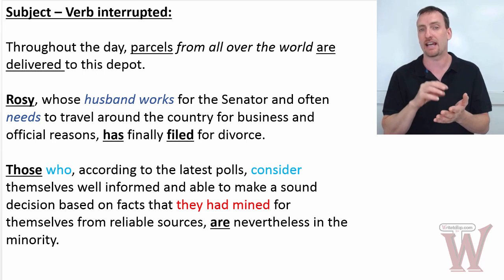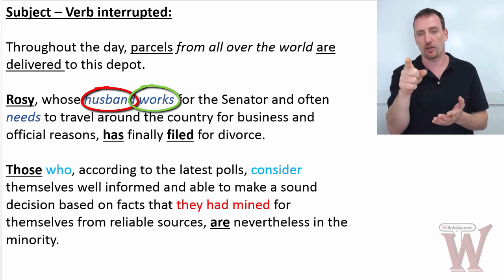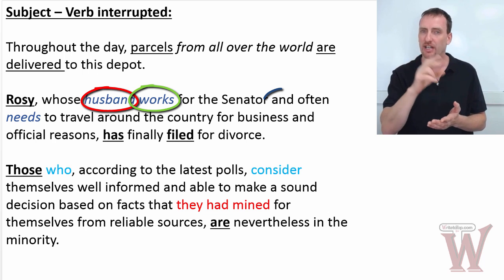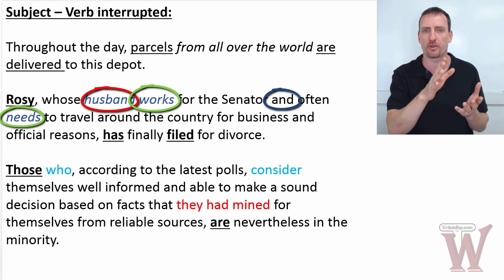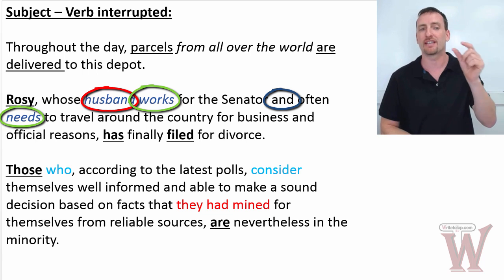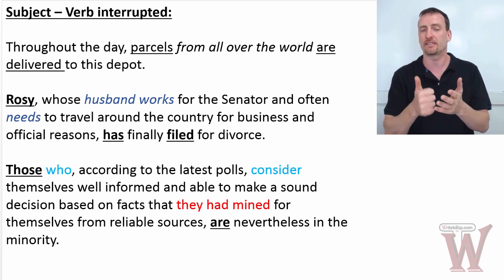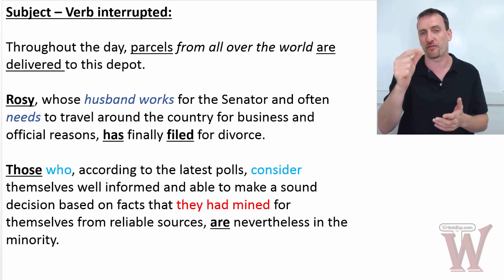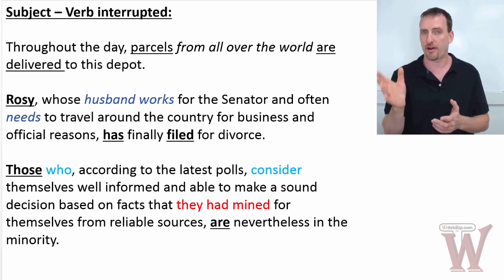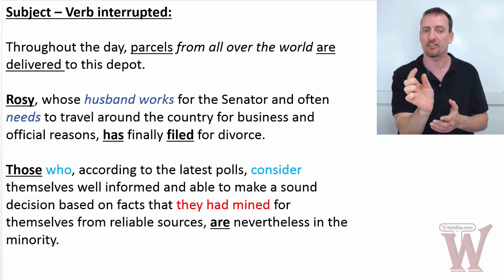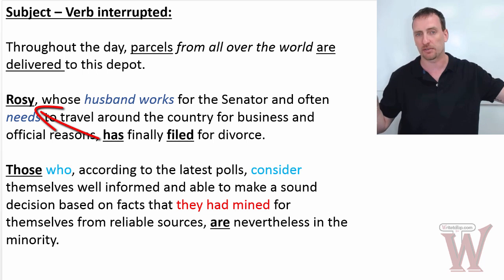The adjective clause has its own subject and verb. Husband works, but we also have and. So here you have a compound predicate, a compound verb to agree with the husband. So the husband works and needs. Okay, needs to travel. So husband singular, works, needs. Make sure that both verbs agree with the subject husband. Has filed, present perfect, but has agrees with Rosie, singular. Make sure you don't lose sight, even if there's a lot between them.